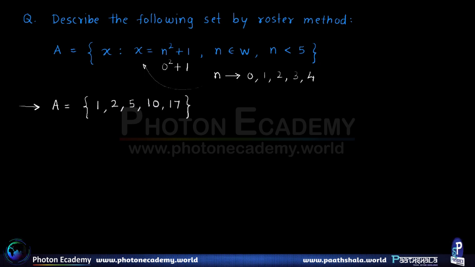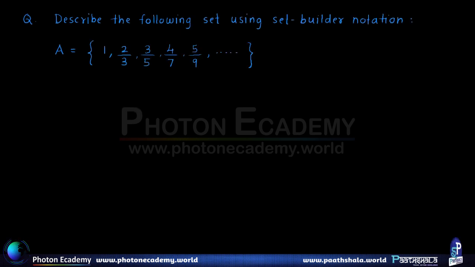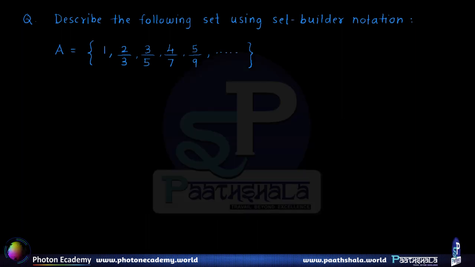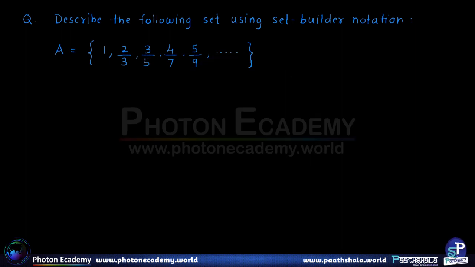Let's go to the next question, in which we do the reverse operation, that is, describe the following set using set builder notation. Now here if you see, we are given the individual elements of the set, and there is a dot dot dot at the end, so it indicates that the set is unending, that is, there are infinitely many elements in it. So how can we describe all these elements by some common pattern or a common link?